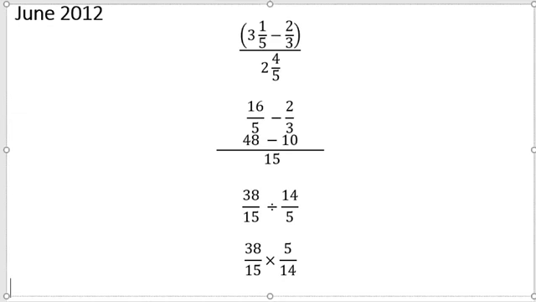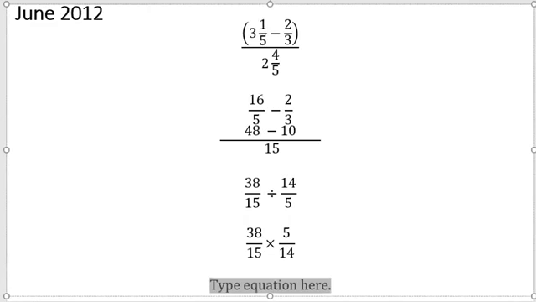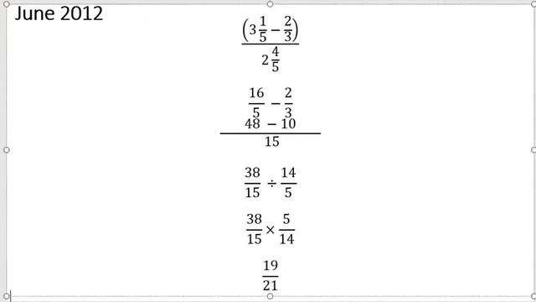And then we can say 2 into 38 goes 19 times, and 2 into 14 goes 7 times. So now what we're left with is 19 multiplied by 1 to give me 19, and 3 multiplied by 7 to give me 21. So therefore my answer is 19 over 21 for June 2012.